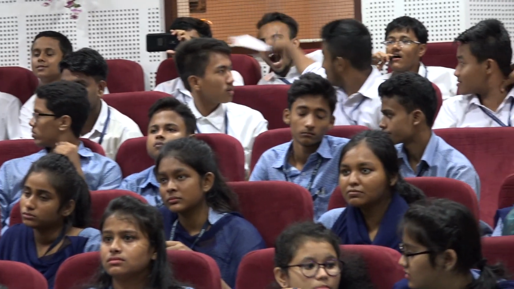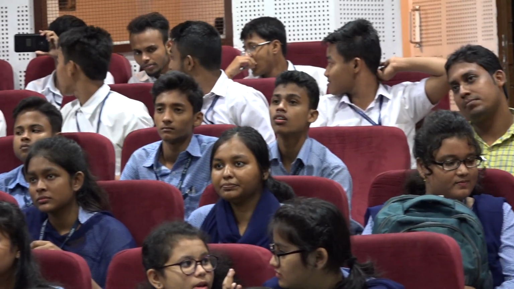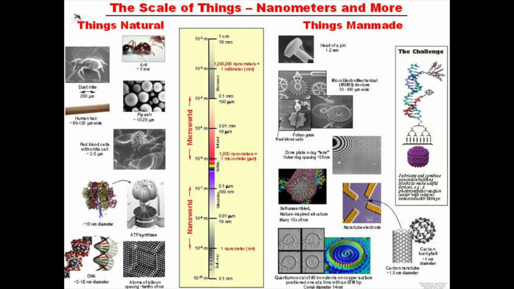You see, this is 1 centimeter to 10 millimeter. These are natural things; naturally, we find these ants in this range. Whereas man-made things, like a pinhead, are in the range of 1.2 millimeter. Then comes something a little bit bigger. Here is fly ash.